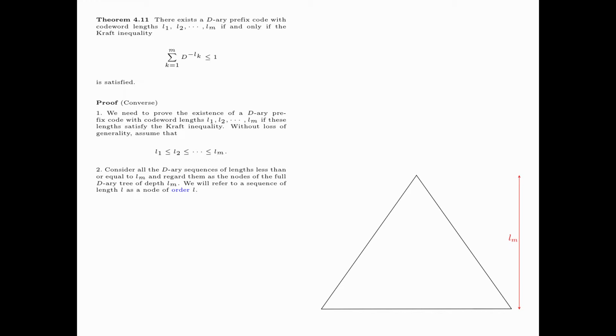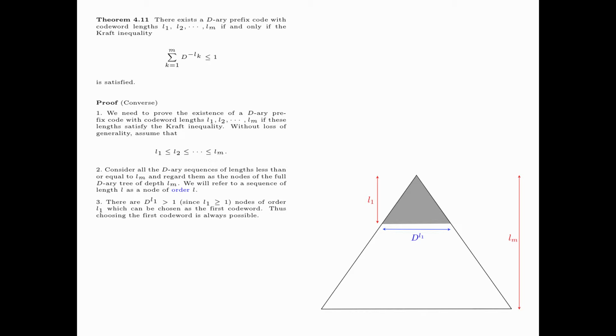We will refer to a sequence of length l as a node of order l. Now there are D to the power l_1 nodes of order l_1 which can be chosen as the first codeword, because we assume that l_1 is greater than or equal to 1. This is illustrated in the figure. Thus, choosing the first codeword is always possible.